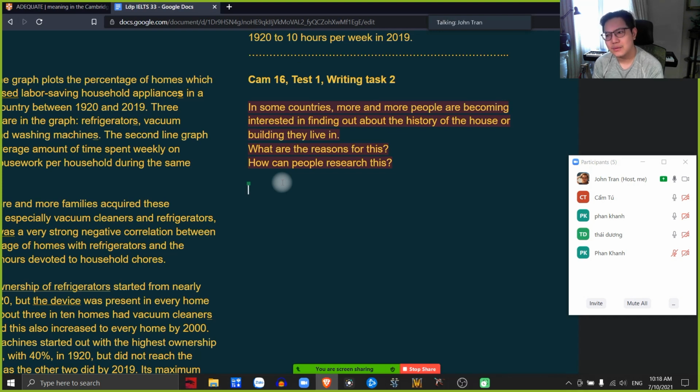But sometimes, what would happen if the neighbors just moved in recently? They would not know. So what would be other methods to research this then? I think we can explore around the house and around the backyard or something like that.